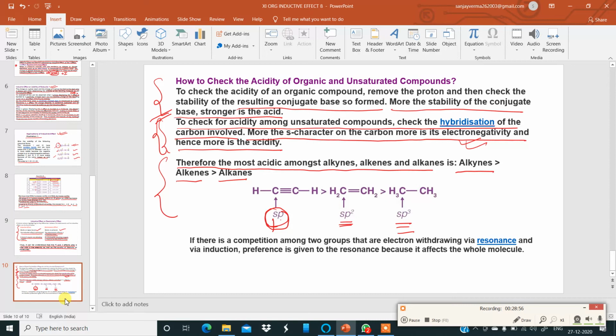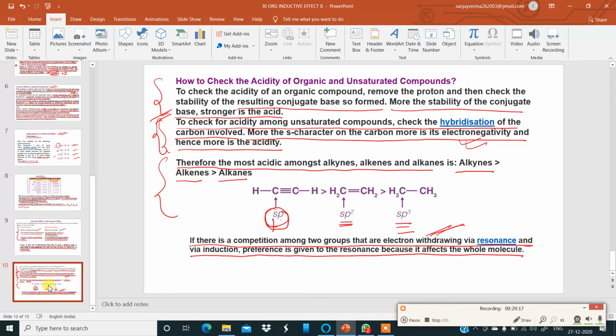If there is a competition among two groups that are electron withdrawing by resonance and by induction, preference is given to the resonance because it affects the whole molecule. So remember, between the electron withdrawing effects, resonance has a dominating character over here.